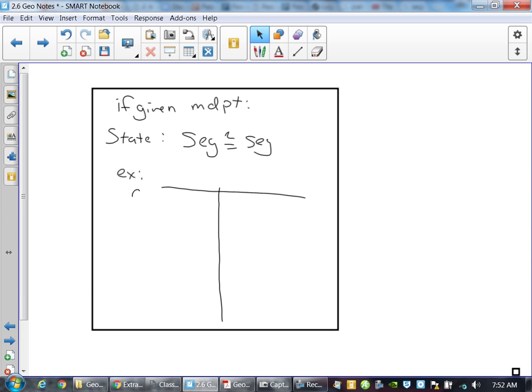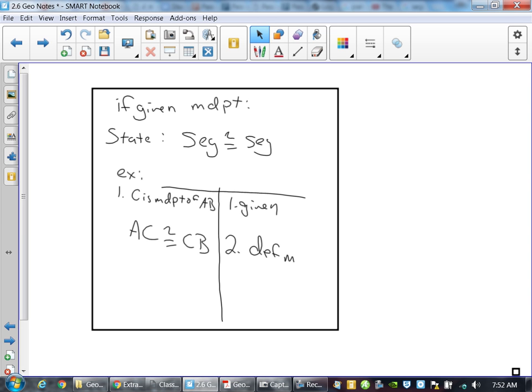So I would say maybe, given C is the midpoint of AB, and that is given. This is just an example. C is the midpoint of AB. Well, if C is the midpoint of AB, what two segments would be created? Yeah, CA, and good. So what you would then say is AC is congruent to CB. And what do you think the reason is? Think about what we just used. We used the definition of a midpoint. Your reason is definition of midpoint.